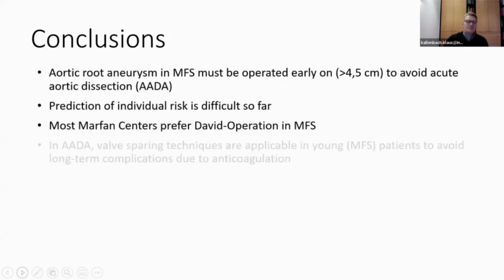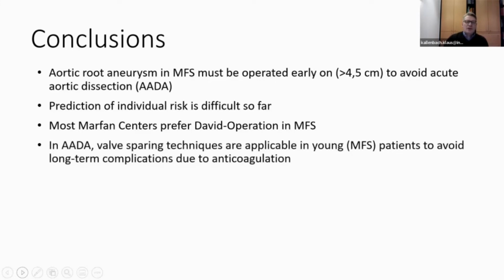Next slide. In acute aortic dissection, valve-sparing techniques are applicable in young Marfan patients to avoid long-term complications due to anticoagulation. Because in the Marfan patient, you have to replace the aortic root. Adequate aortic root treatment has priority in Marfan patients. There is an ongoing discussion among surgeons operating on dissection: what is more important, the root or the arch? That might be a valuable discussion in patients with hypertension, but not in Marfan's. In Marfan's, the aortic root is the most important part of the aorta. Next.